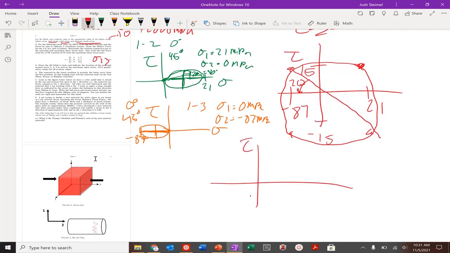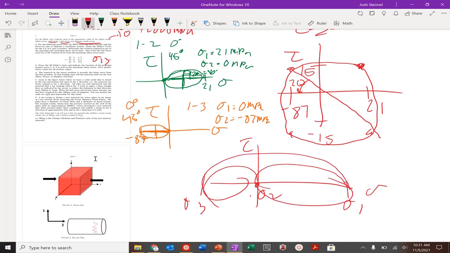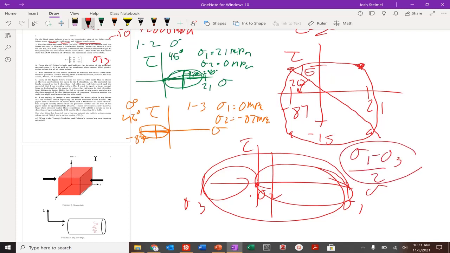So tau, sigma 1, sigma 2 here, 0, and then sigma 3. Circle, circle, circle. And then, again, our radius, or our maximum shear stress, would just be sigma 1 minus sigma 3 over 2. So there we go. We've got it. We've given the quantitative values, and now let's go ahead and see.